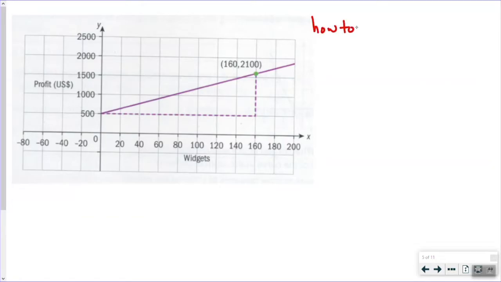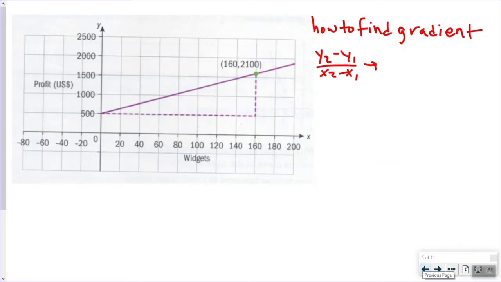Y2 minus Y1. No matter what we do, we will always have y2 minus y1 over x2 minus x1, right? So there's a way to explain this in calculus. It's a change in what? The top is change in y. The bottom is change in x. That right there, this is calculus. All of this is the rate of change.